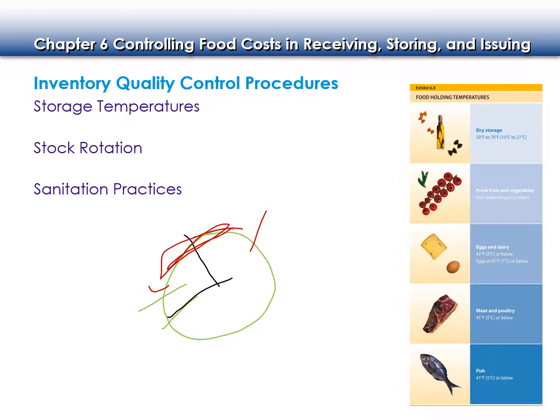Okay, and then of course our sanitation practices. What are some examples of sanitation practice when it comes to storage, inventory control in the storage? Chemicals. Six inches off the ground. Chemicals and cleaning supplies are a separate area. Chemicals and cleaning supplies are separated from the food products. What else? The order that you store it.